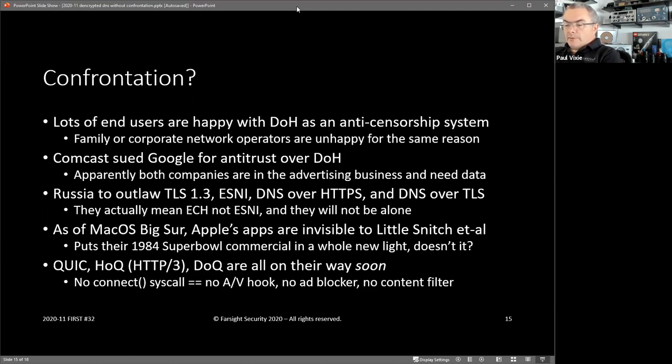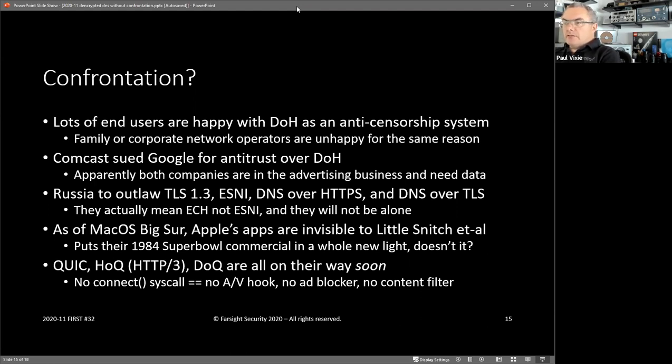It's only really if you're a network operator, for example, family filtering or a CISO with corporate filtering or maybe some mandated oversight that they do, those people are unhappy for the same reason, which is that DOH is a good anti-censorship system. And I want to note, Google was sued by Comcast over DOH. And in that lawsuit, it was alleged that both companies are in the advertising business and Google is using their DOH advantage to disintermediate Comcast. Not sure everybody knew that Comcast was in the advertising business, but they said so in a lawsuit, which means that the pervasive monitoring we're talking about really has been happening.